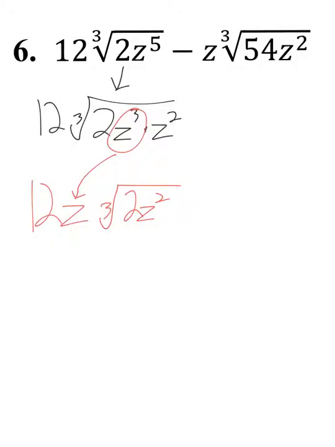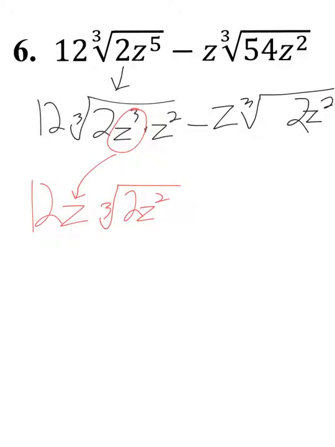Now I just need to fix the term on the right side. So I am minusing z to the cube root of, well, I have 54z squared, so I already have a z squared, and I know 54 is an even number, so I can cut that in half.